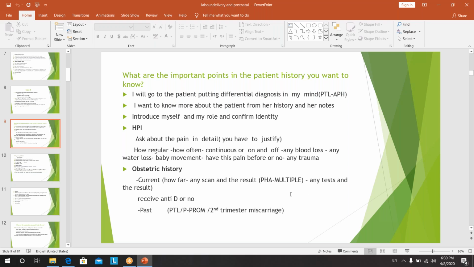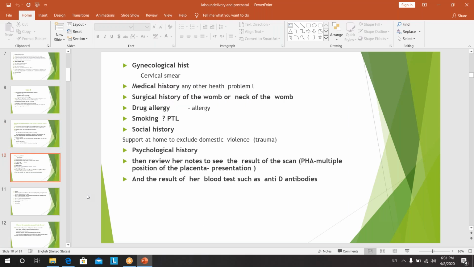Also ask her about any concern about the results of the tests she did in this pregnancy. Ask her about the anti-D. Did she receive anti-D or not, because she is now 31 weeks. In the past pregnancy, it's very important to ask about her previous obstetric history, whether she has had preterm labor or not, because there is a risk of recurrence. If she has had preterm labor before, PPROM before, or a second trimester loss, it's very important. All of this you have to ask in the obstetric history.